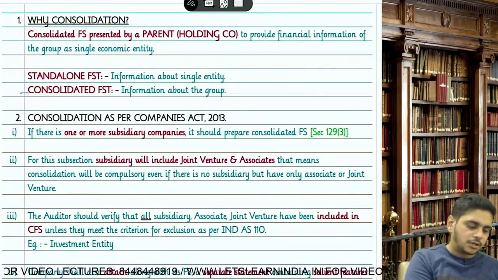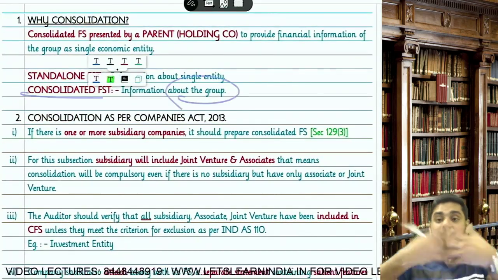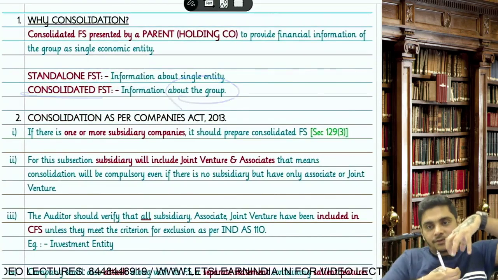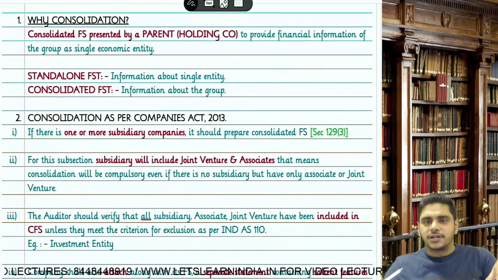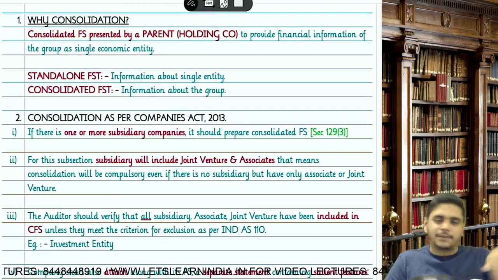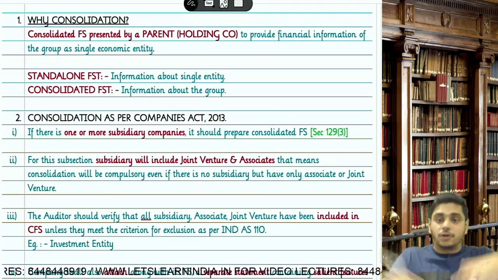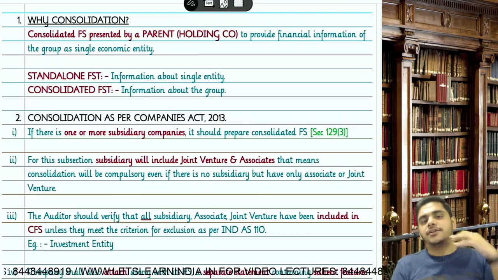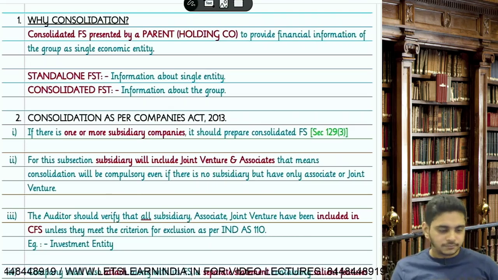Sir, what is consolidated FS? Information about the entire group, like AB Limited consolidating with Baby. Imagine I have 2 kids, Santa and Manta, my associates. So you are consolidating the FS. It is called consolidated financial statement.